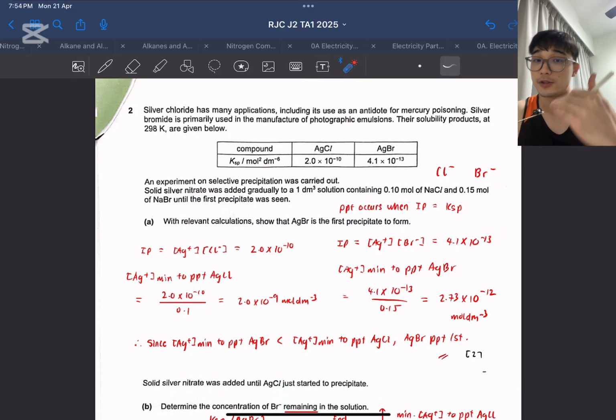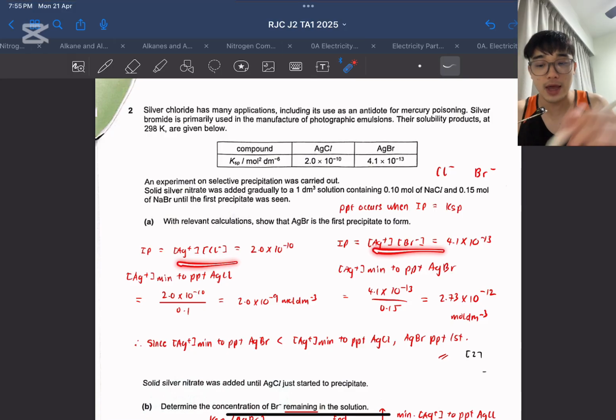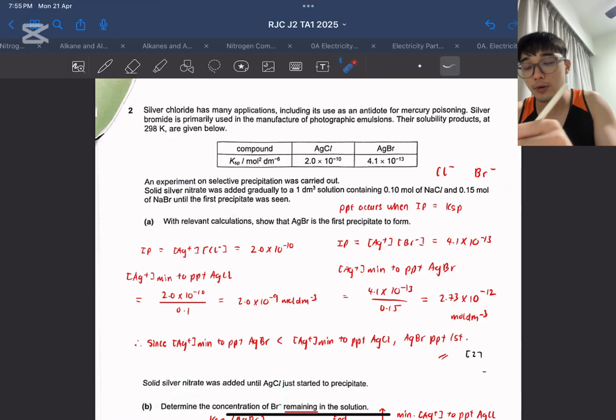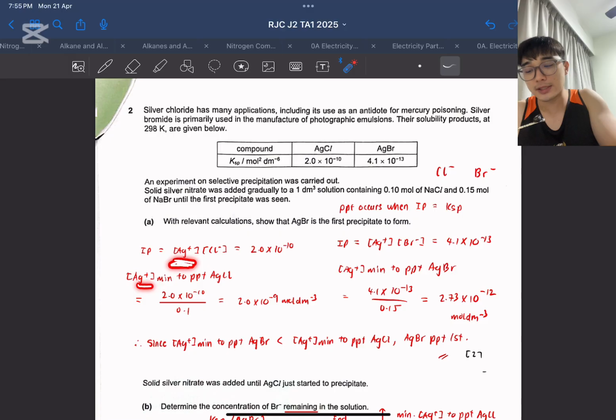Now, precipitate is first seen when IP equals Ksp, so we have to do two calculations. Do the same calculation for AgCl and AgBr. What are we trying to calculate? We must calculate the minimum concentration of silver ions we need to add in order to precipitate each salt. The minimum concentration is where IP is equal to the Ksp. So I make Ag plus the subject.